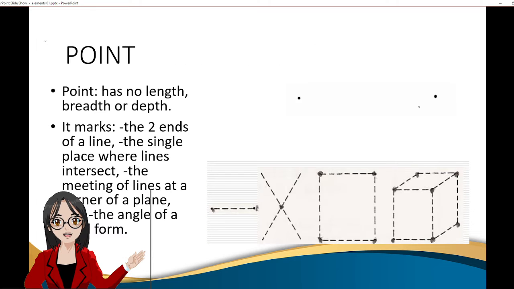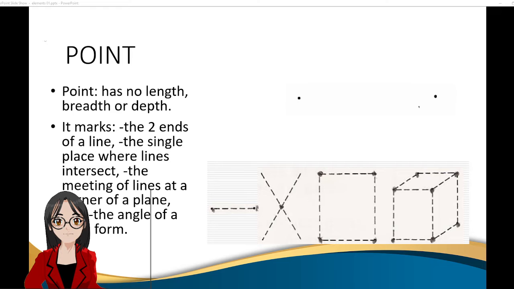As you can see here, first we have the point, as mentioned earlier. A point has no length, breadth, or depth. Usually we have what we call point A or point B when we draw. For example, if you're going to create a landscape, we have an imaginary line, but of course we need a basis for where the tip of our pencil starts, at point A, and then ends at point B.